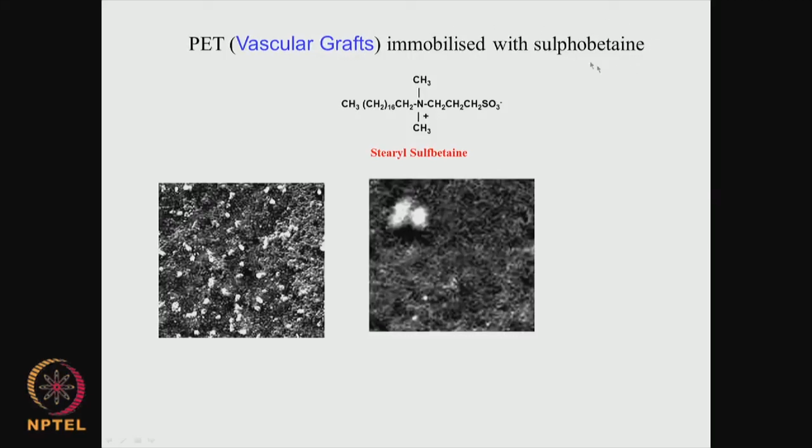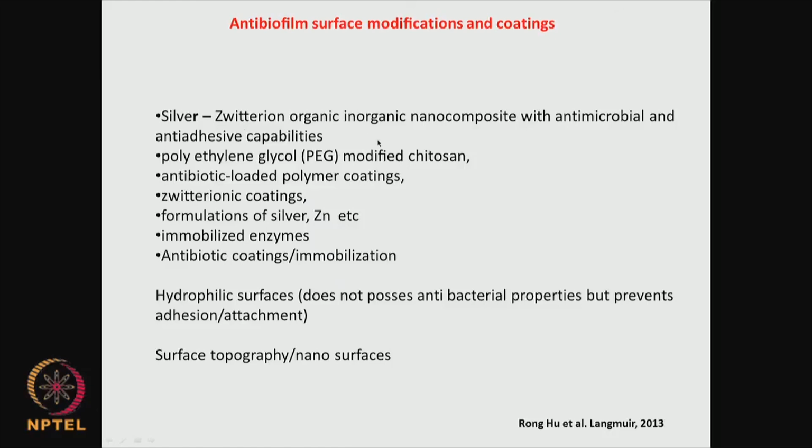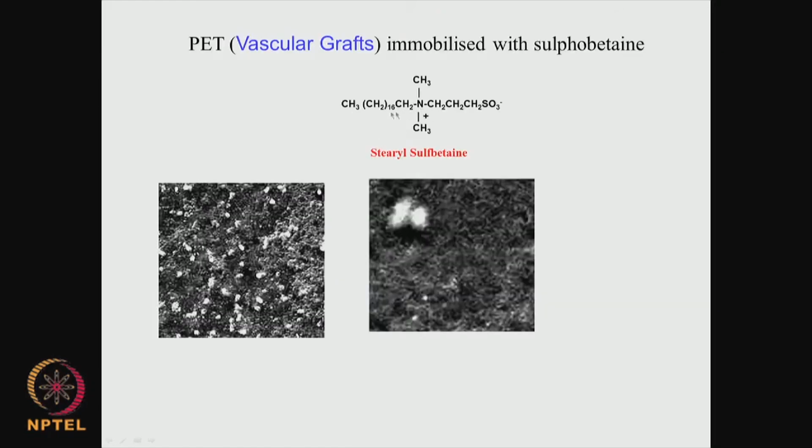Suppose I immobilized sulfobutane, which has an N plus charge, exactly a zwitterionic type of charge. So, we tested this, modifying these polyesters using this type of zwitterionic material. This picture shows the attachment of bacteria on pure polyesters. This is after modification. We can see there is a lot of prevention in the bacterial attachment. So, this shows this could be one technique for reducing the attachment of bacteria.